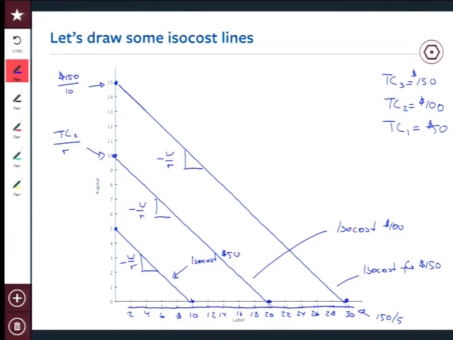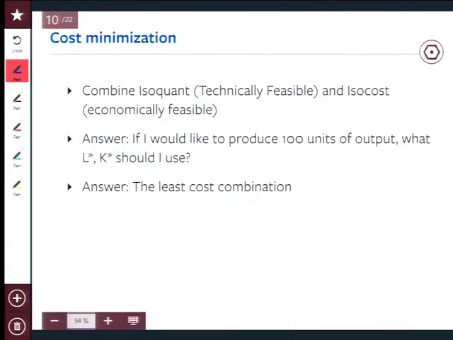So these are my isocost lines. They're kind of cute, they're nice and linear, easy to draw, and related closely to the budget constraint that we saw before. Okay, so what I want to do now is figure out, if I know that I want to produce 100 units of output, how do I graphically figure out what the least cost combination of inputs is that I should use in order to produce those 100 units of output?